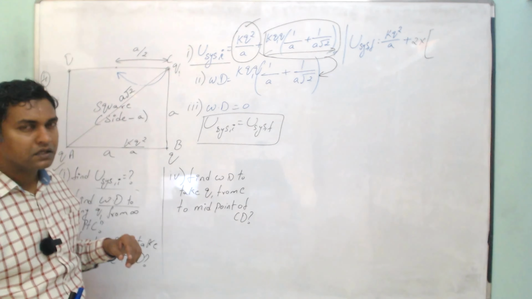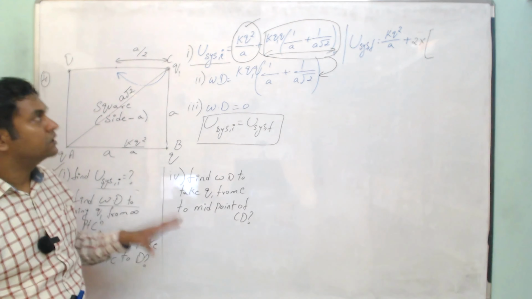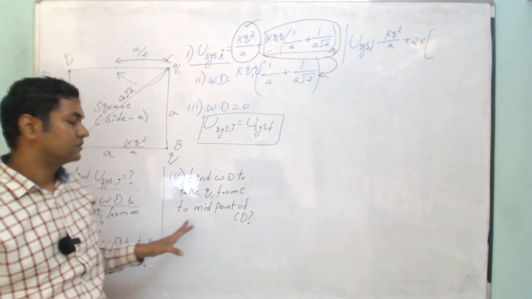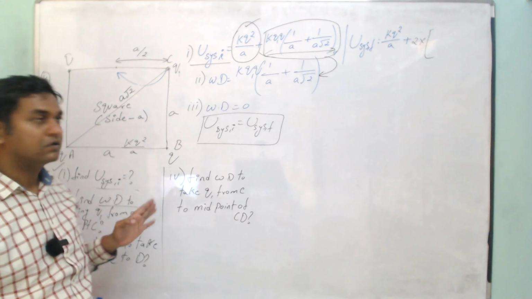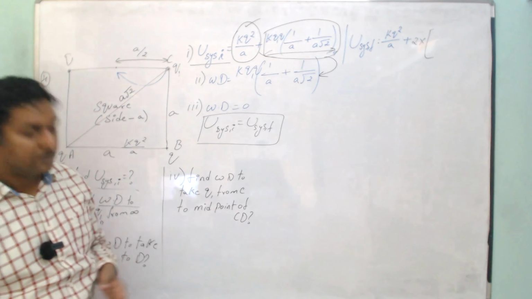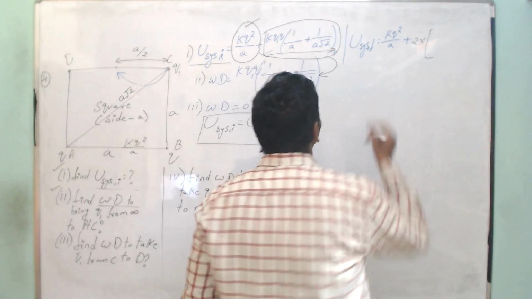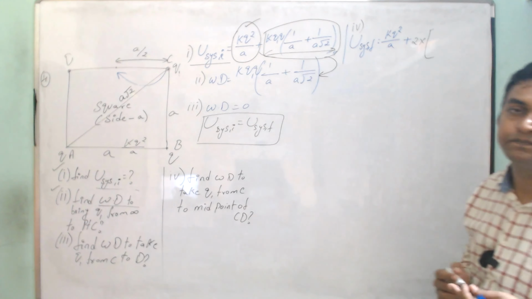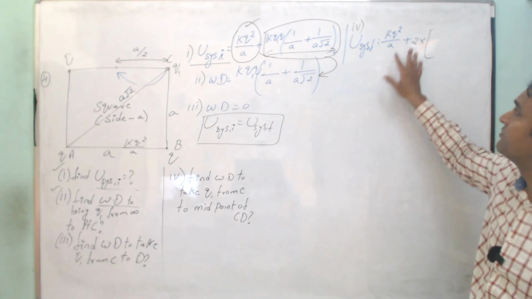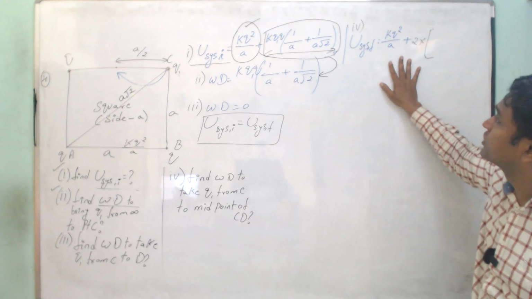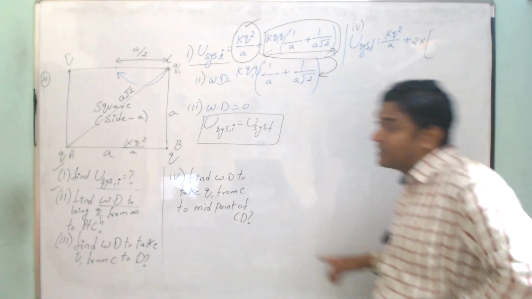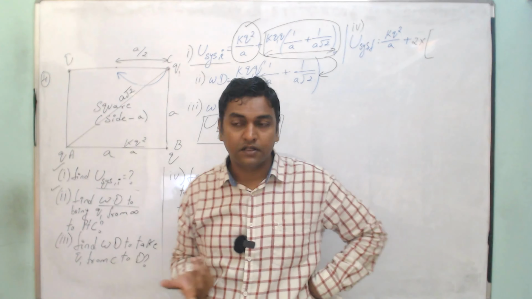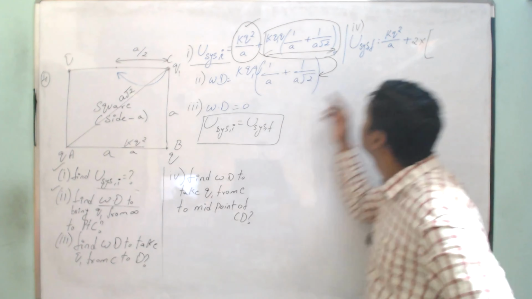Now, to solve the fourth one: work done to take Q1 from point C to the midpoint of CD. Initial potential energy of the system is already there in the first bit. All I have to do extra is find the final potential energy of the system. What is the final potential energy? In the final potential energy also, the A and B potential energy will remain the same. They haven't moved. It is KQ squared by A.